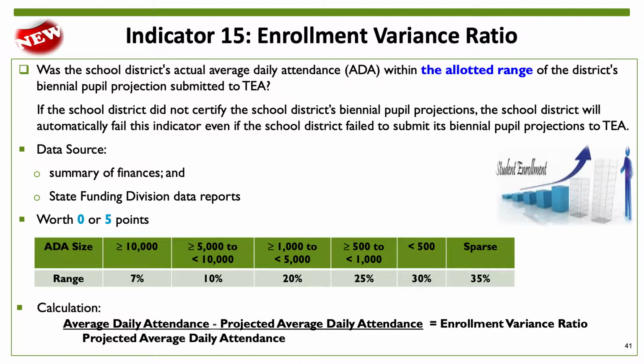We do. So check those pupil projections, certify them, look at your ADA range, and hey, if you were in that percentage, you pass it. It's 0 or 5 points. It's only worth 5 points. So if you don't pass this one, you can still get an A if everything else is aligned and is correct.